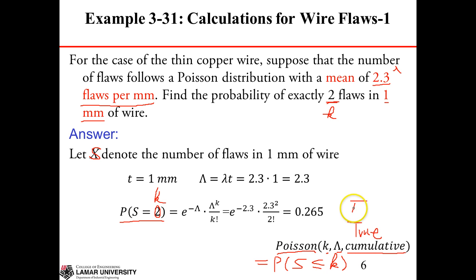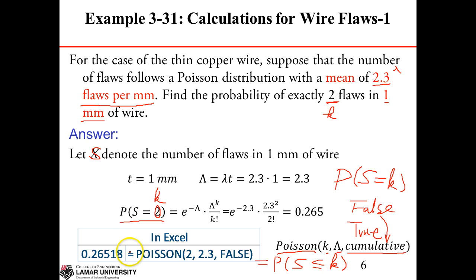But if you assign a false value to this function, then what you are calculating is the probability of s equal to k. It's the probability mass function. And in our problem, we are calculating s equal to k, so we should set this parameter to be false. That's exactly how we get it. So you just type in an Excel cell equals POISSON, 2, which is the k, 2.3 is the lambda, and the last one is false. Then we are basically calculating the probability of s equal to k. So you will get the same value as we get from this equation.